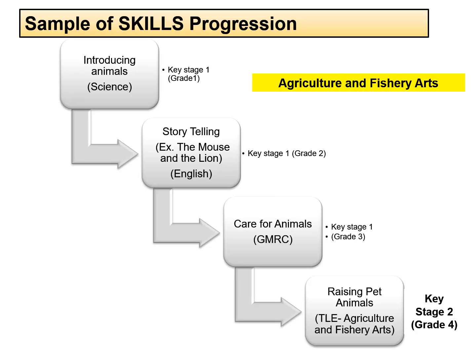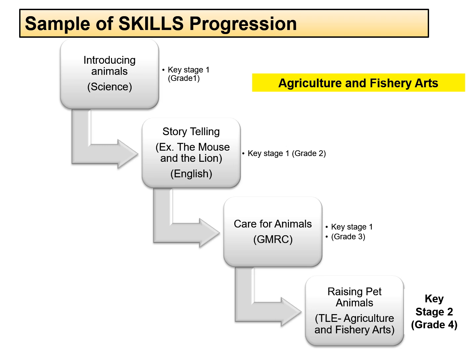For example, this is an example of skills progression. For instance, the concept about animal raising in agriculture and fishery arts: learners in Key Stage 2, grade 4 to 6, are taught how to raise pet animals, chickens, pigs, goats, and fishes, and the prerequisite skills such as care for animals are found in the learning areas of science and GMRC of Key Stage 1.